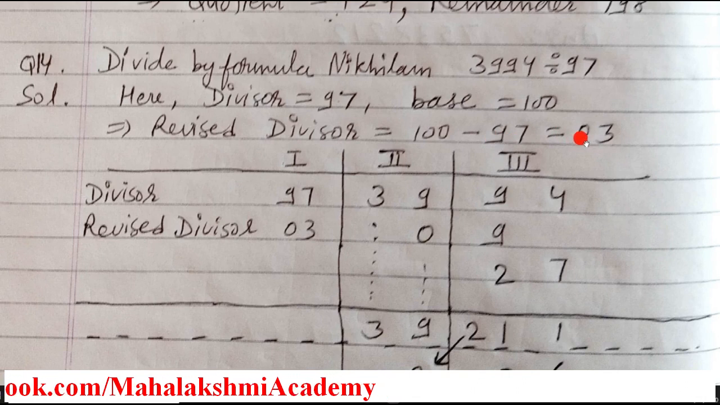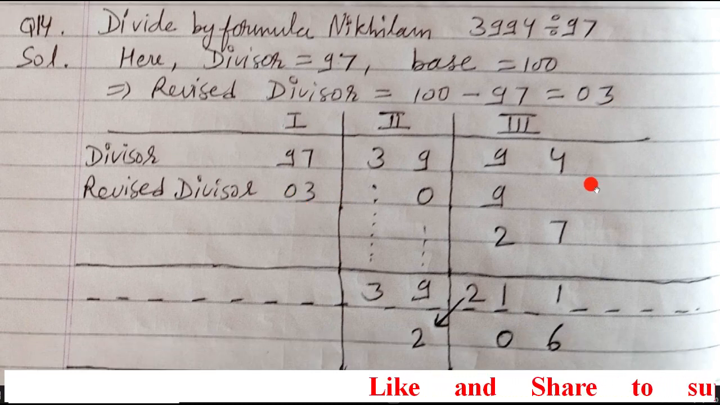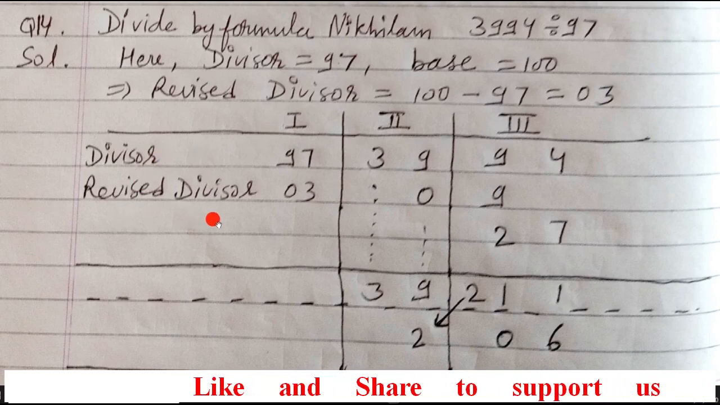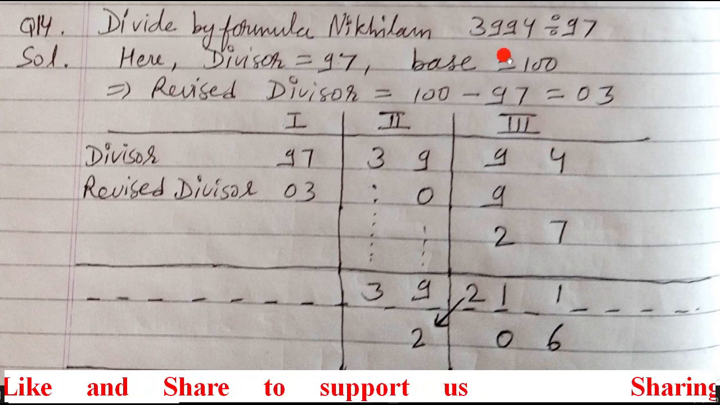Here don't ignore this 0. You have to learn that in Nikhilam method of division, if 0 appears here, 0 has meaning here, so you have to take 0. Now we'll move to the table format of Nikhilam method of division. In first section you have to write down the divisor and revised divisor. In second section and third section we have to write down the numbers from the dividend.